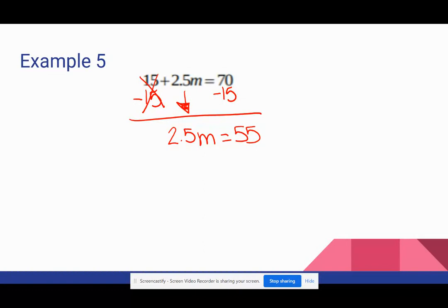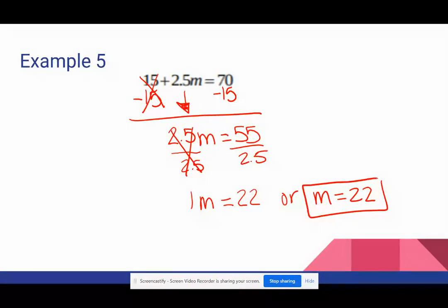All right. This, again, is multiplication, 2.5 times m. So we're going to divide by 2.5 on both sides. Whatever we do to one side, we have to do to the other. 2.5 over 2.5 is just 1, or 1m. And 55 divided by 2.5 is 22. So you can either leave it as 1m equals 22, or that 1 can be invisible. M equals 22.